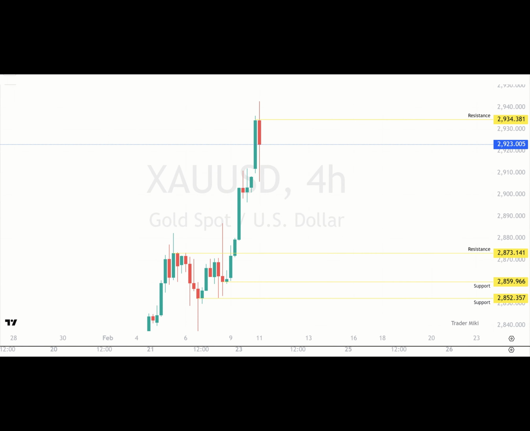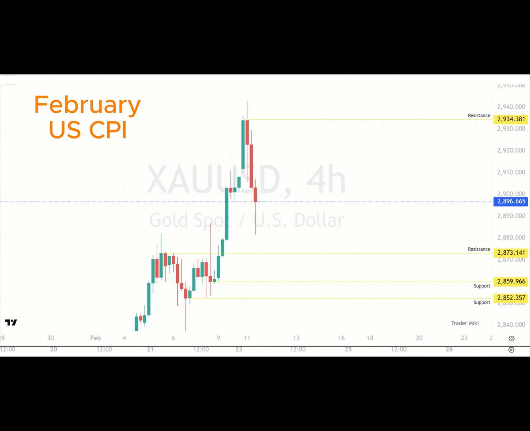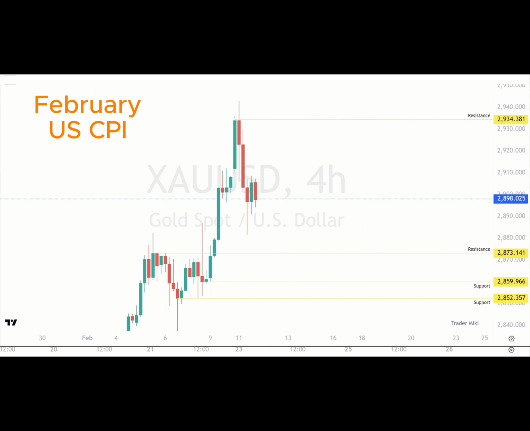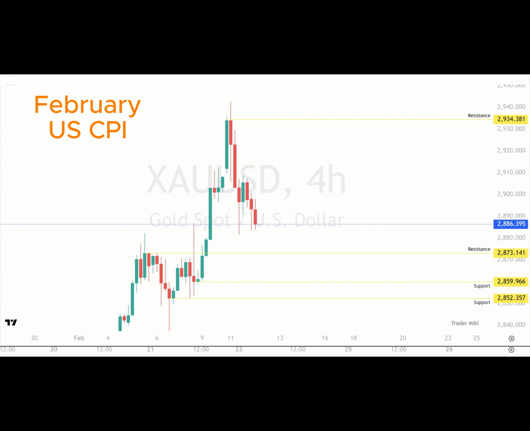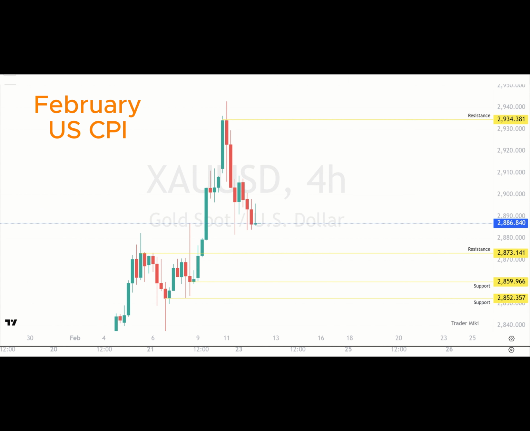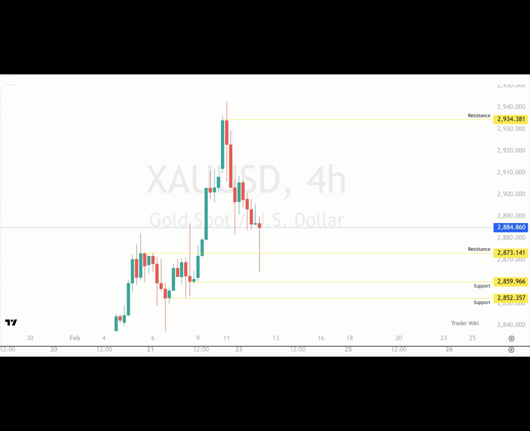I'm going to use Feb US CPI as an example. The overall trend on gold was bullish and the 4-hour candles were pulling back from the highs. The 4-hour candles are trending down, respecting highs, breaking lows. After the news, the candles tapped a 4-hour key level area and rejected it. The 4-hour candle ended up closing as a rejection candle because it has a long bottom wick, a short body, and a short top wick.